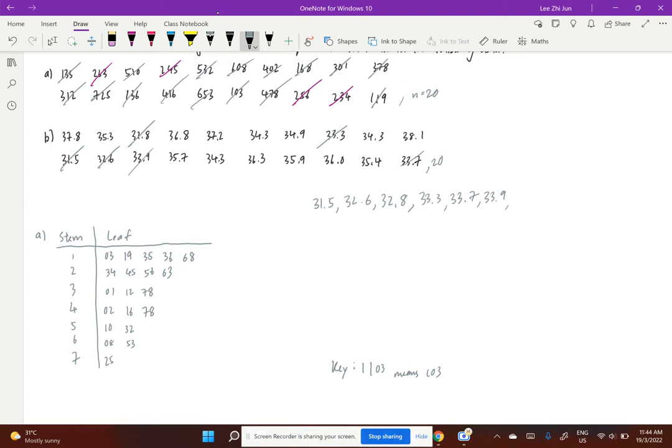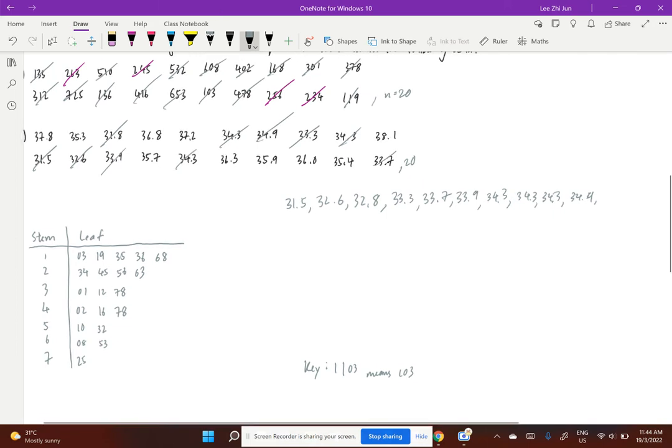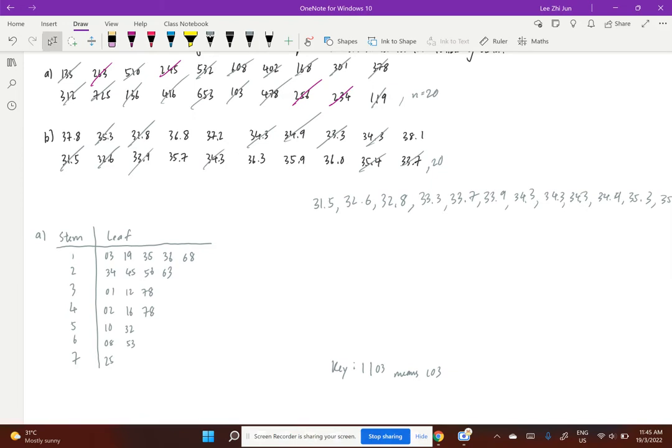So we go to 34. 34.3 occurs 3 times. And 34.9. Oh, just I see it. Maybe finished. Go to 35: 35.3, 35.4, 35.7 and 35.9.